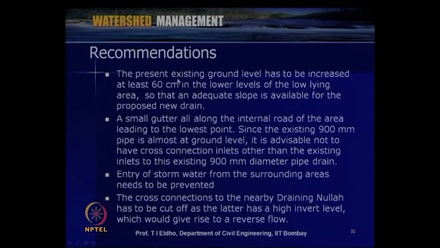What we identified through this study is that the present existing ground level has to be increased by at least 60 centimeters in the lower levels of the low-lying area, so that adequate slope is available. Then a small gutter all along the internal road of the area, leading to the lowest point, should be provided. Since the existing 900 mm pipe is almost at ground level, it is advisable not to have cross connection to this. Then entry of stormwater from the surrounding areas needs to be prevented, and the cross connection to the nearby draining nalla has to be cut off. These were some of the recommendations for this study area.